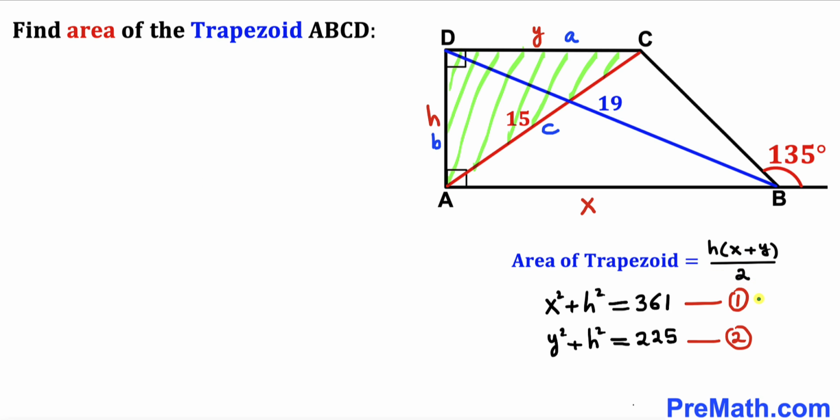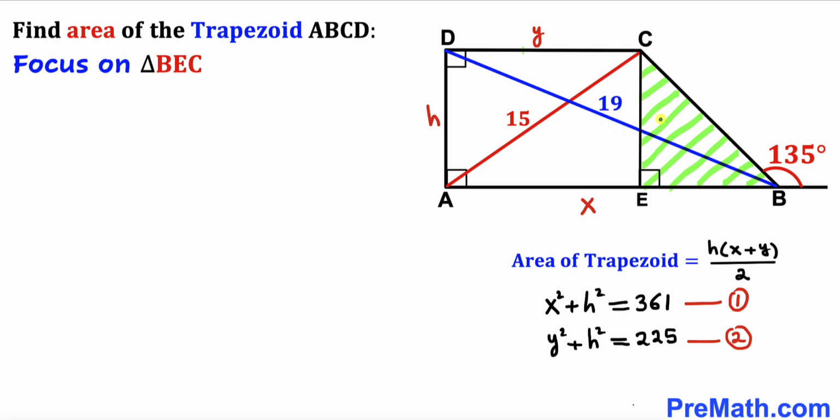So thus we ended up with these two equations, equation 1 and 2. And now we are going to manipulate in order to get the area of this trapezoid value. And here's our next step. I have dropped this perpendicular CE on this line AB, as you can see over here. Let's focus on this right triangle BEC. And now let's recall the straight angle property. This whole angle is 180 degrees. And we know that this angle is 135 degrees. So therefore this remaining angle has got to be 45 degrees.